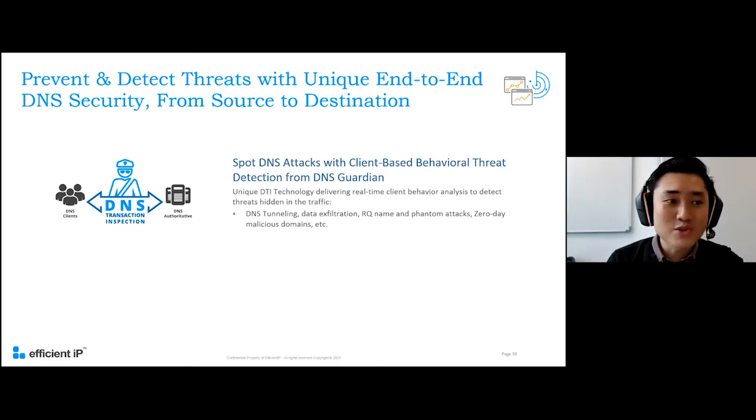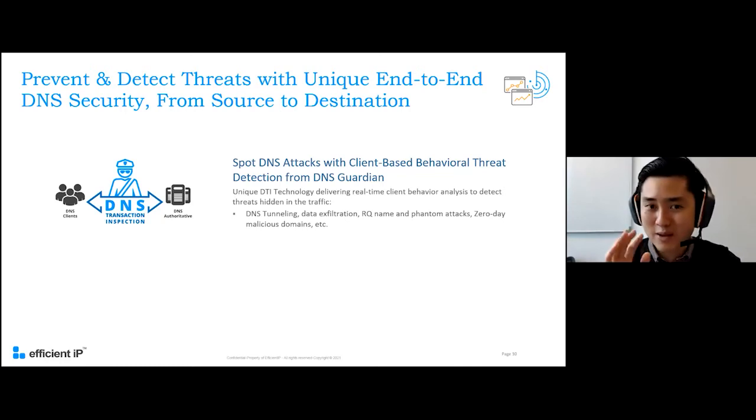This unique approach allows us to detect attacks by analyzing the behavior of the client with a complete understanding of the client's context. In our context, we use it to whitelist a specific client. DNS Guardian enables threat visibility well beyond known attack patterns. It enables us to detect DNS attacks such as DNS tunneling, phantom domain attacks, data exfiltration, or any zero-day malicious domains.